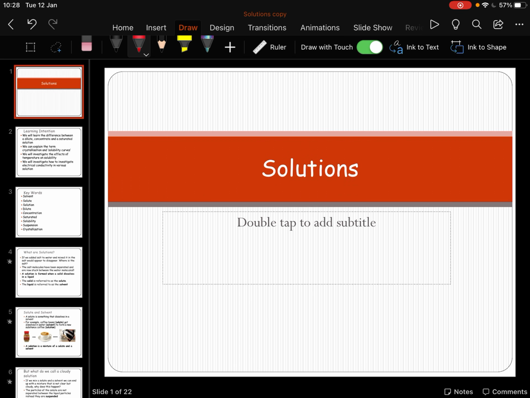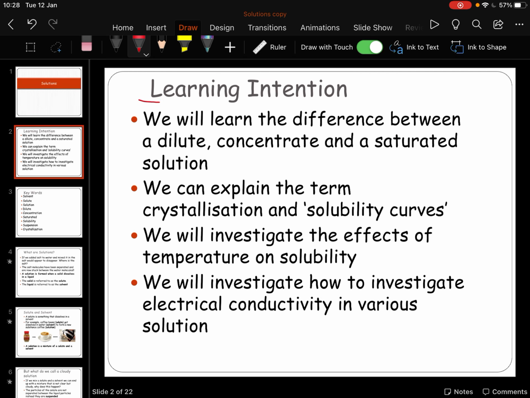So as always, guys, pause the video as we go to take down notes. So obviously your heading at this time is solutions, okay? And then take down your learning intention. So what is the learning intention of this topic? All right, so part 1, we'll get done today at least. We will learn the difference between a dilute, a concentrate, and a saturated solution. Okay, so there are 3 new words, 3 new things we're going to discover.